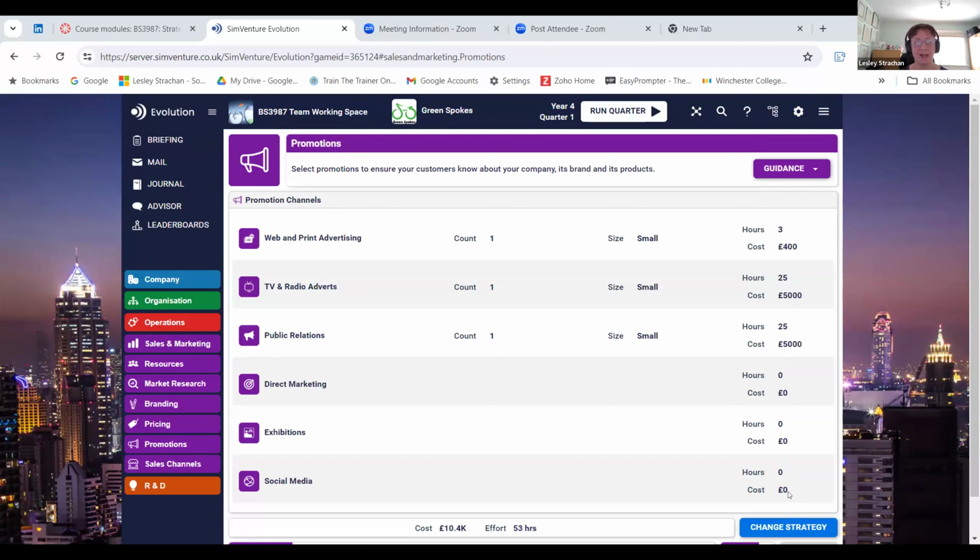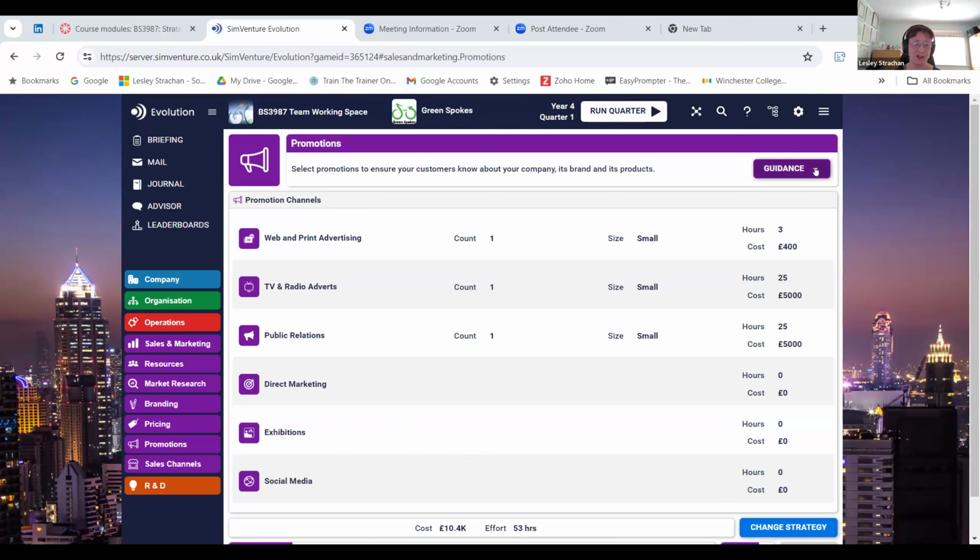So what you need to do now is to go back into the market research section here and look at the segments that you're actually selling to and how they like to be promoted to. So do they appreciate web and print advertising, TV and radio, public relations, direct marketing, exhibitions, and social media? So you need to have a look across, specifically if you've got one segment or you're targeting a couple of them, they will like to be promoted to in various different ways. And it may be that you want to change something.